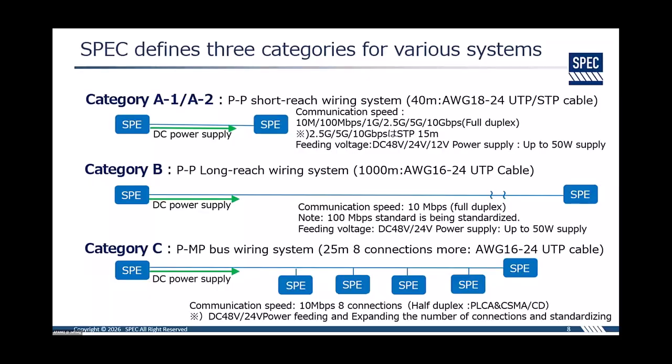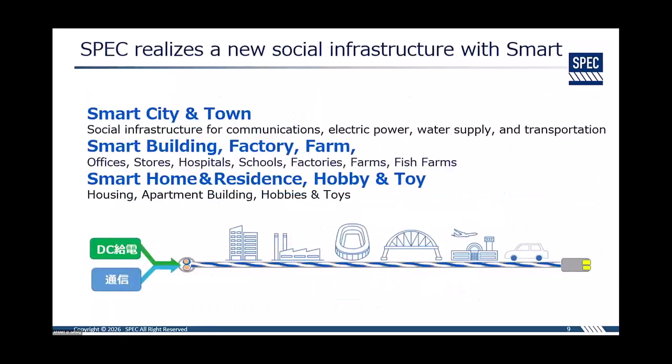Category C for point-to-multipoint bus wiring, supporting 8 or more connections over 25 meters. These categories enable a smart infrastructure across cities, buildings, and homes, from social infrastructure like water supply to factory automation and even hobbies.